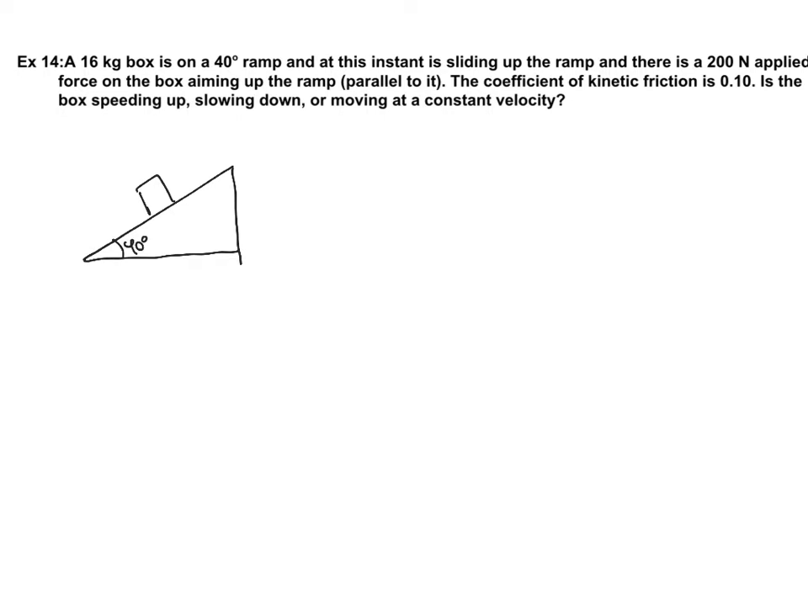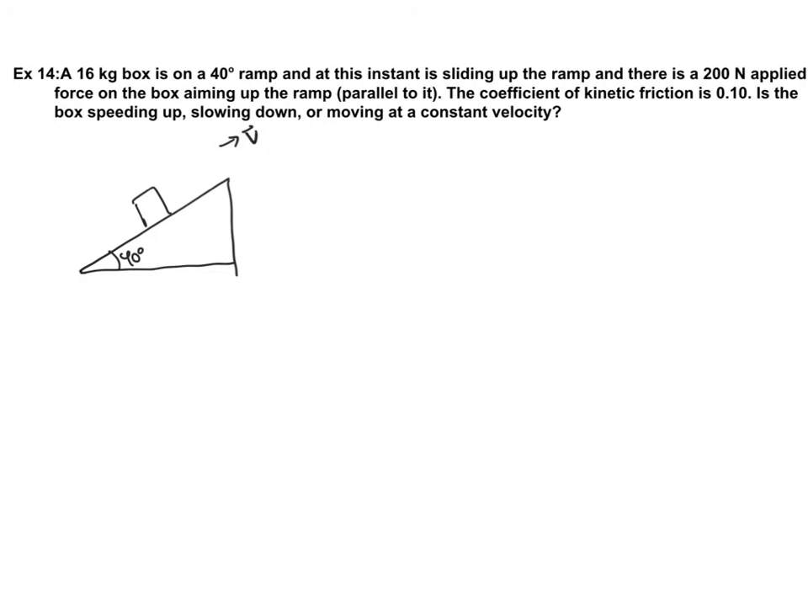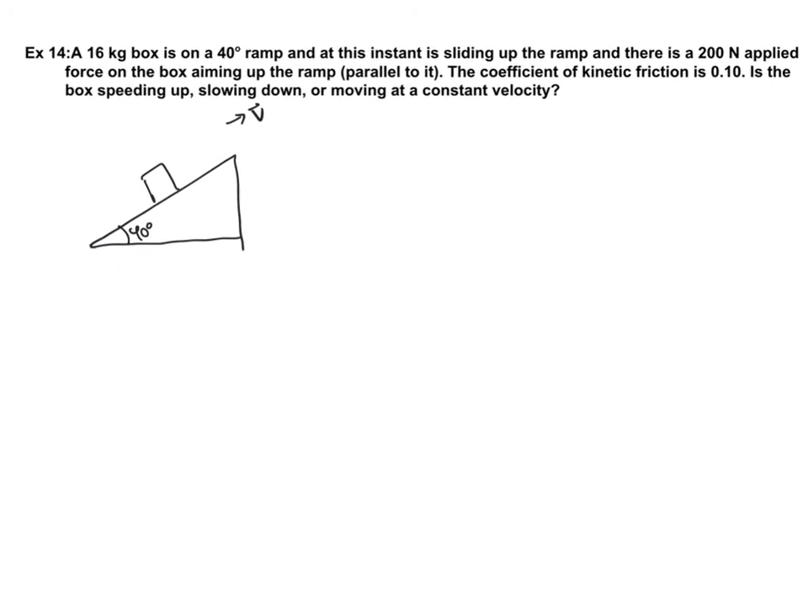So it says at this instant, it is sliding up the ramp. Okay, so it's moving up. So the velocity is up the ramp, which means the friction is going to resist that. So friction is down the ramp.